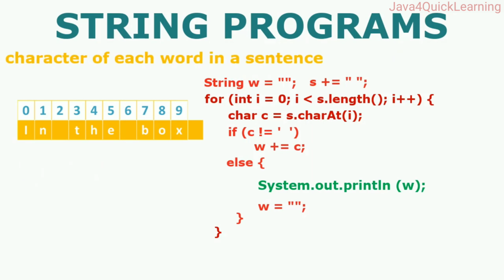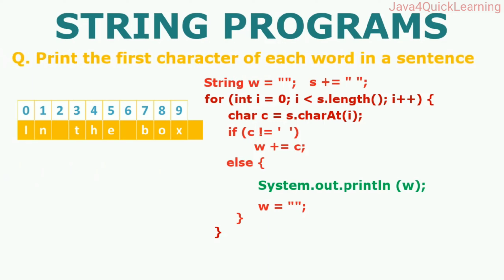Now what if the program is to print only the first character of each word? In that case, in the same template, we will extract the first character of the word by using charAt(0) and then we will print it.